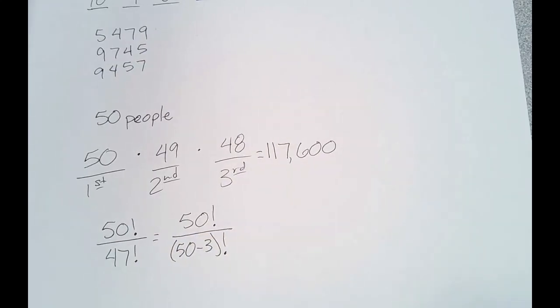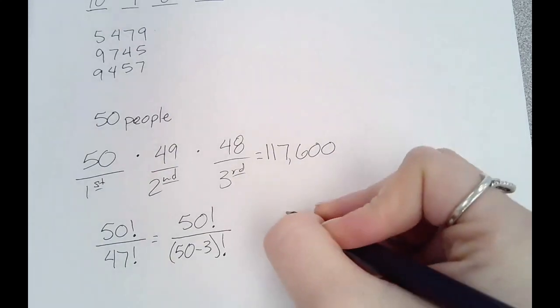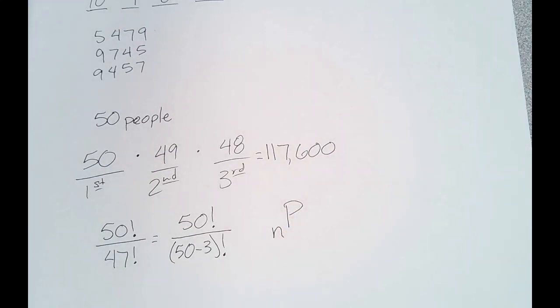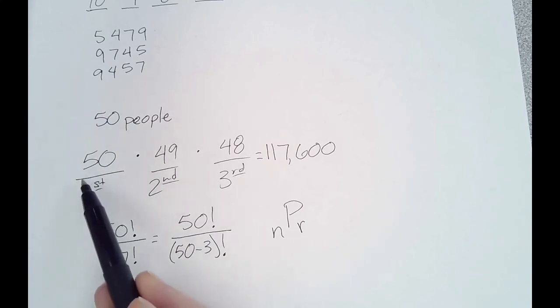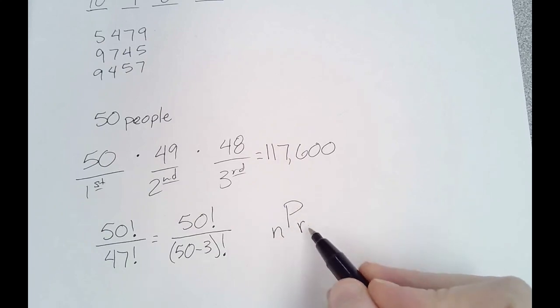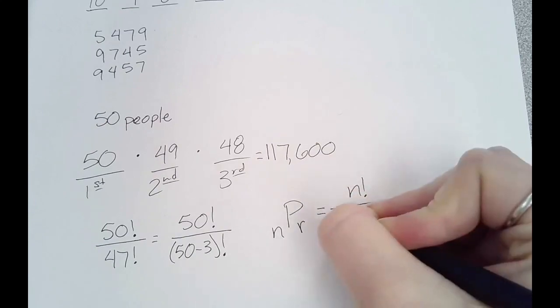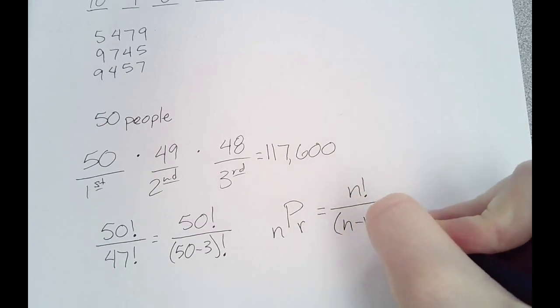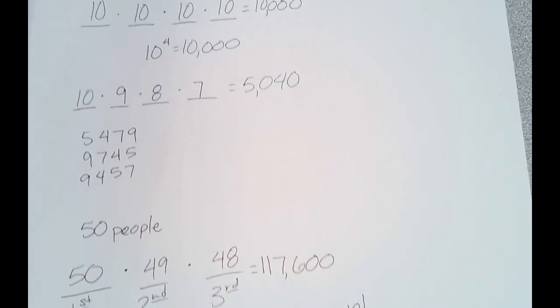50 is the number we had to start with. We had 50 people. We use n to represent that. And then we're going to do a permutation. We used a capital P for that. And then we have r different things. r is the letter that we use to represent how many different places we're putting those things in. So we have n permutation r. And so we have our formula here, n factorial divided by (n minus r) factorial.